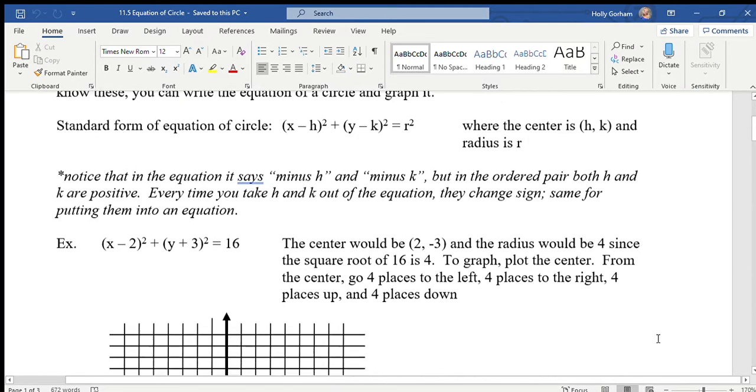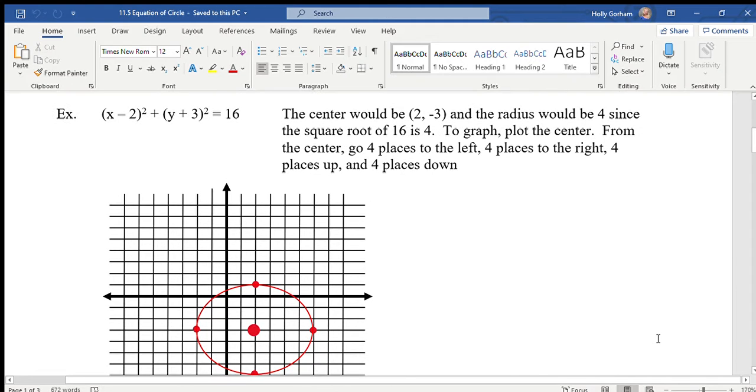So for the first example, if I were to give you this equation of (x − 2)² + (y + 3)² = 16, because this is in standard form, if you compare it to the formula at the top, then the center would be the point (2, −3). Notice that when we pull the 2 and the 3 out of the equation, they change signs. So it goes from a minus 2 in the equation to a positive 2 in the ordered pair, a positive 3 in the equation to a negative 3 in the ordered pair. The radius would be 4 because the square root of 16 is 4.